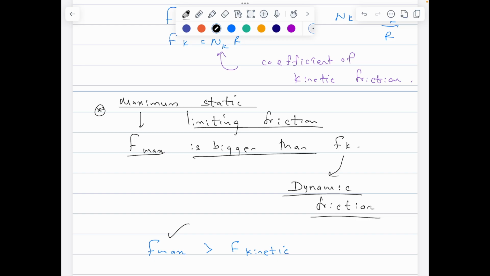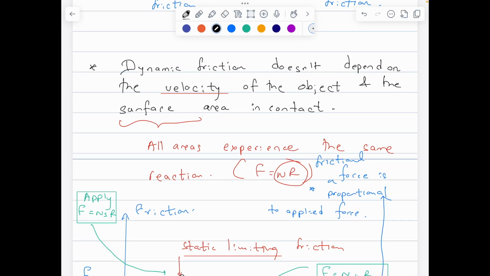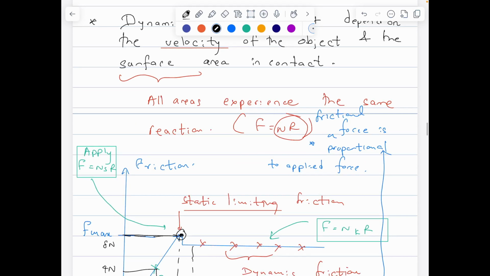Very important points. Dynamic friction doesn't depend on the velocity of the object and the surface area in contact. Right? So remember, friction doesn't depend on the surface area in contact. Friction just depends on the reaction and the nature of what? The surfaces in contact. Right?